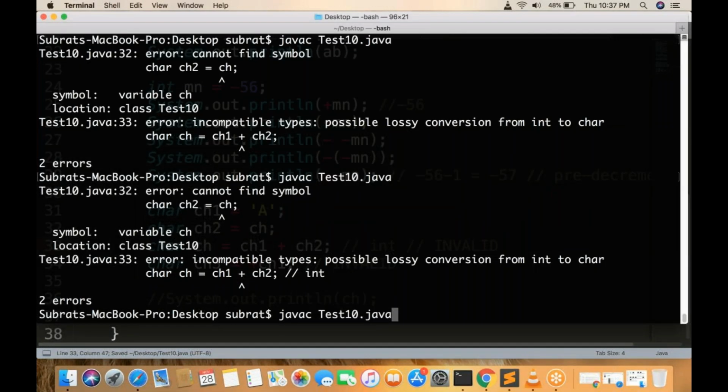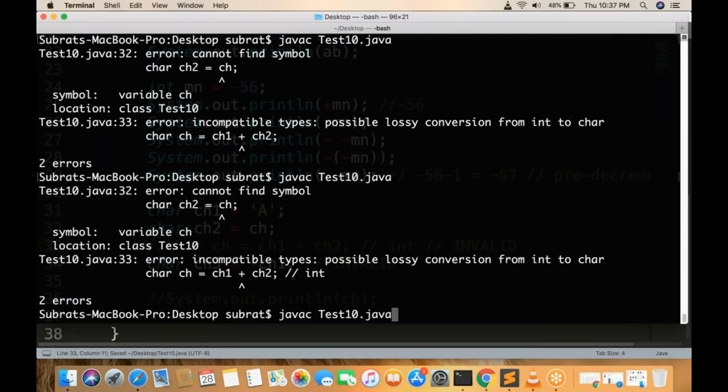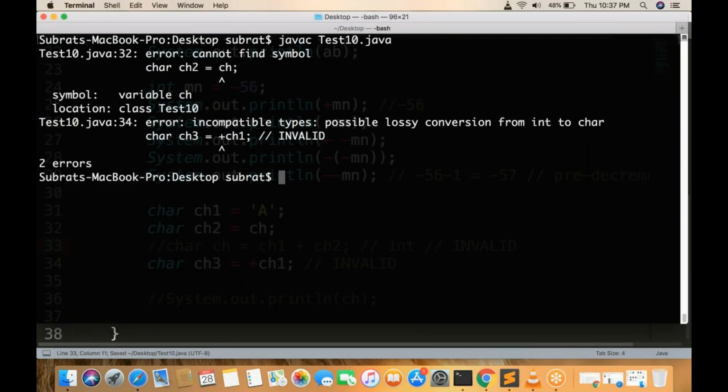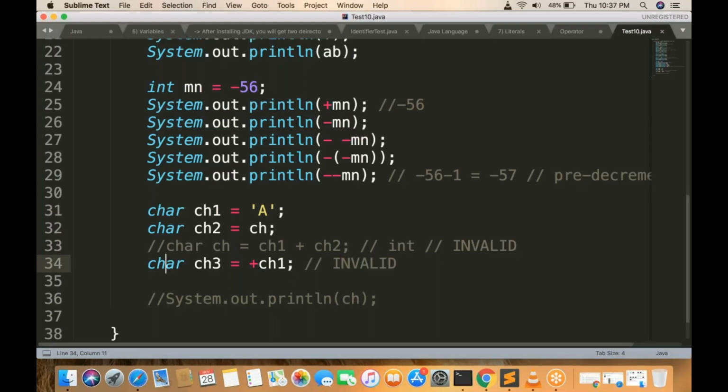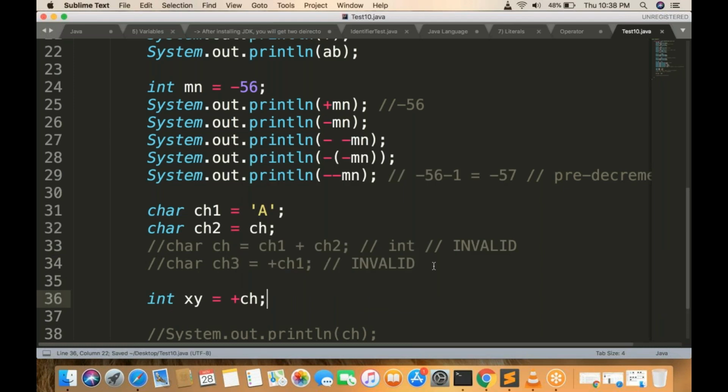Okay, so let me comment out this line, and then we will try the next line. See here, the same error. So be careful, that is also invalid. Got it? Why is it invalid? Now we will see int x is equal to plus ch1. It is valid.